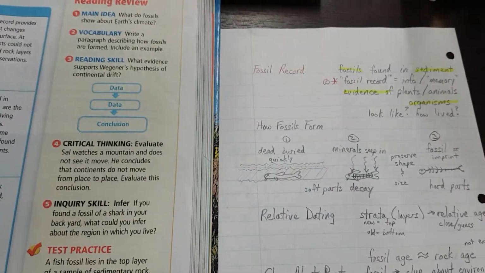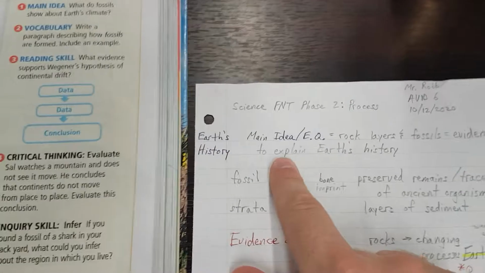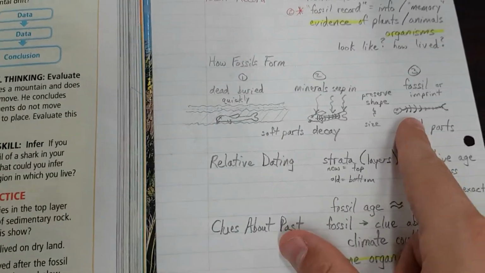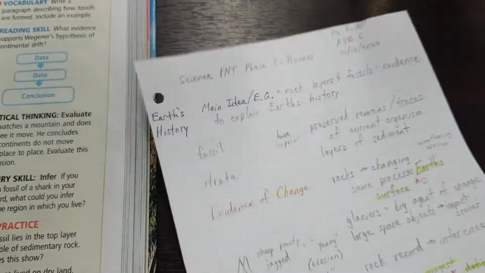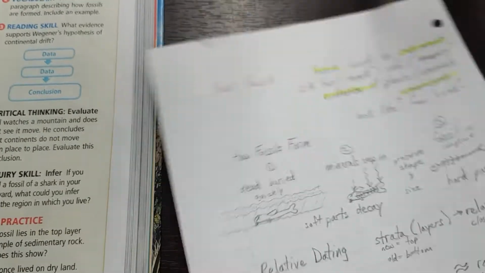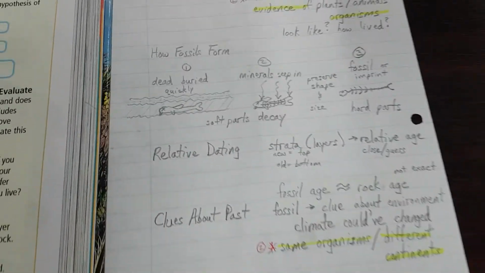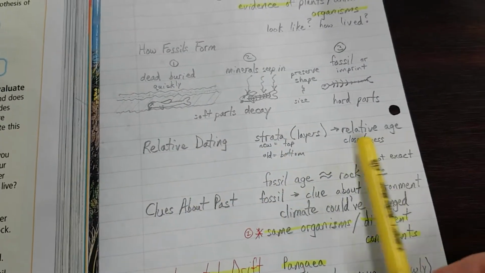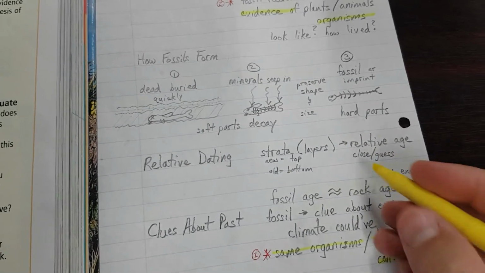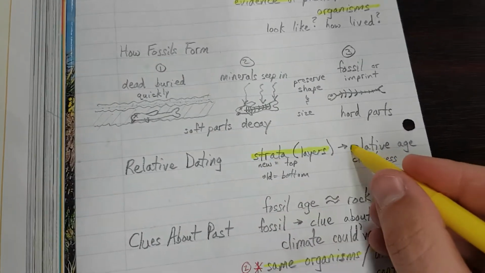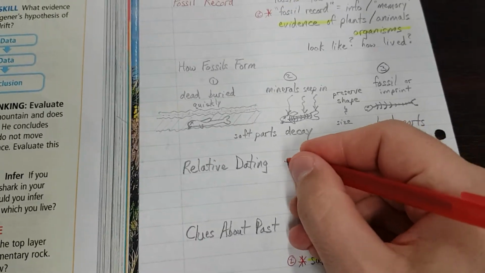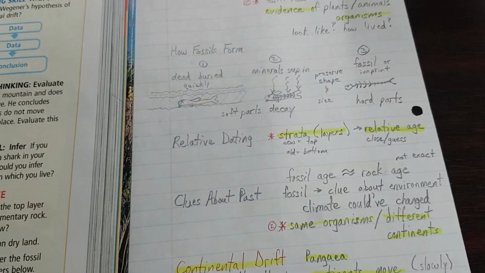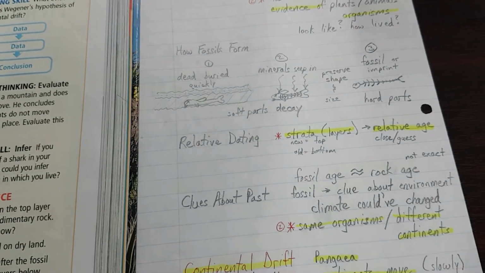Okay, remember that the whole lesson is called Earth's History. So how a fossil forms is important, but it's more important that that fossil can tell us about the Earth's history. Okay, for example, relative dating. Here we go. Relative age. The strata or the layers help us guess the relative age. That's important. Let's put a star next to that. That's important for Earth's history.